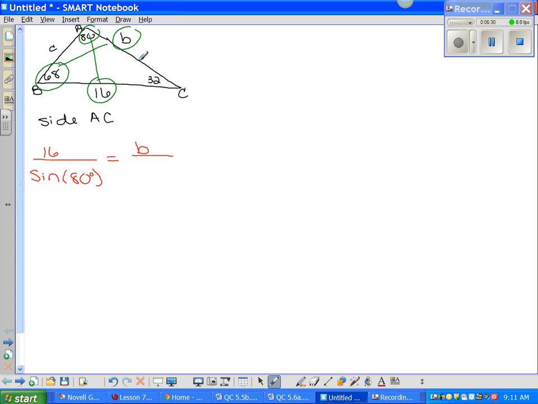B over sine of 68. And don't forget, you need to have that equal sign in between because what are we setting up? Proportion. Good. Okay, so what do you think we're going to do from here? Good, cross multiply. All right, walk me through it. I would say B sine of 80. Good.